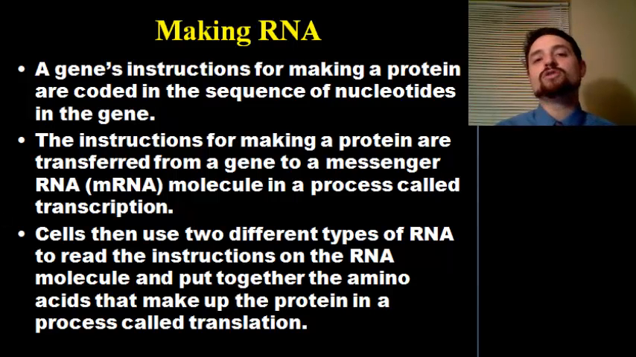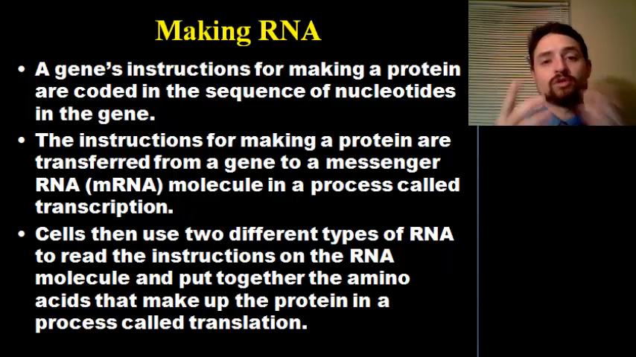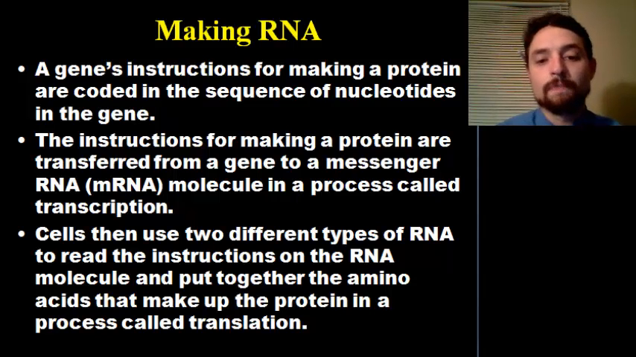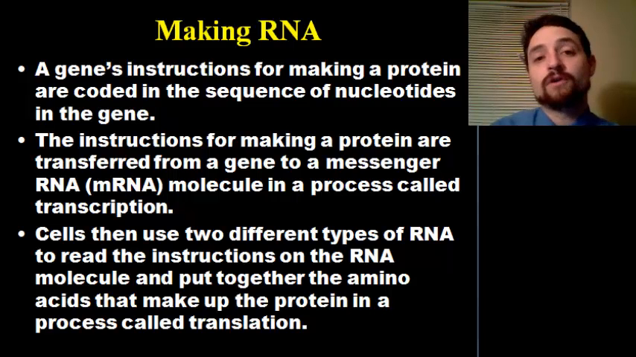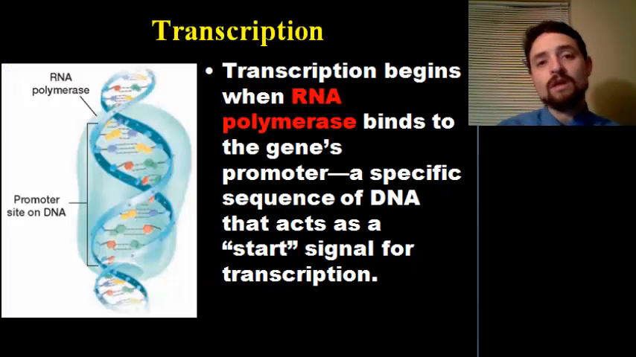Cells then use two different types of RNA, which we put together and just call a ribosome, and we'll talk about ribosomes more in the next lecture. They will use that to make a sequence of amino acids based on the instructions in the mRNA. That is called translation, and that'll be the focus of the next lecture. Let's look at the process of transcription, though.